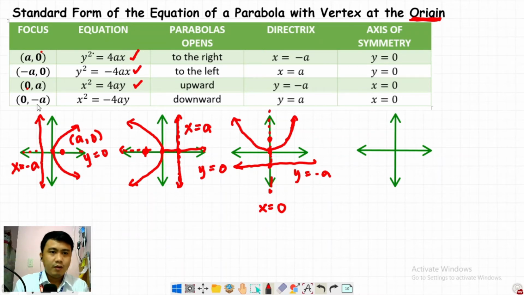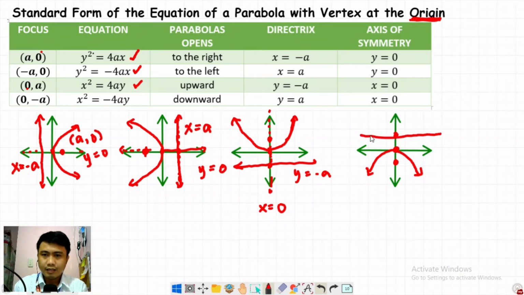Okay? Next, what if our focus is located at 0, negative A? Nasa baba siya. Ito yung vertex na we have this one. Okay, and then, of course, our directrix, pagka-start tayo sa baba, pataas, tapos ang vertex, susunod ang ating directrix. Directrix, of course, this time positive po ating A, so y is equal to A. And our axis of symmetry, the y-axis itself, same pa rin, x equal to 0.